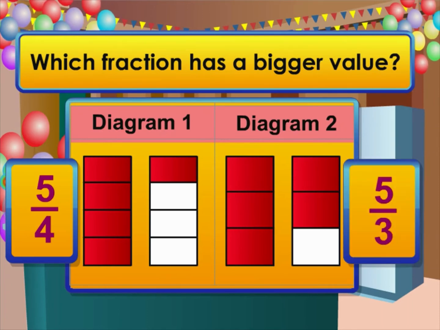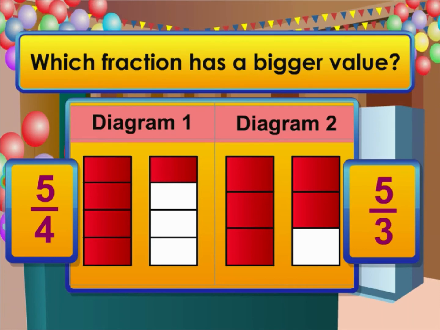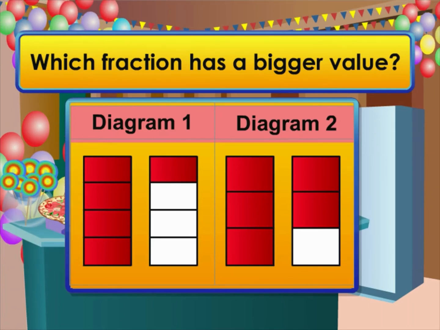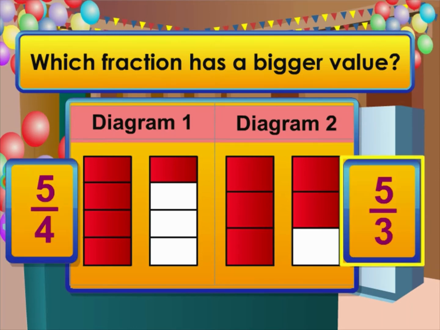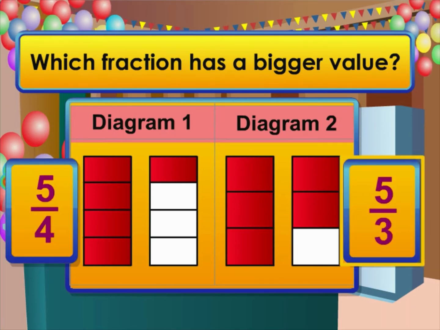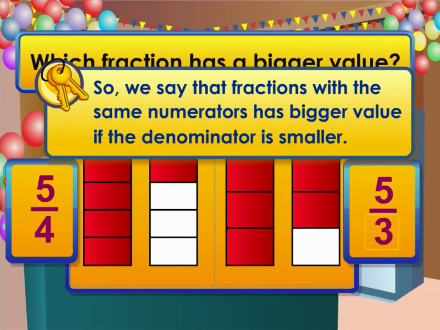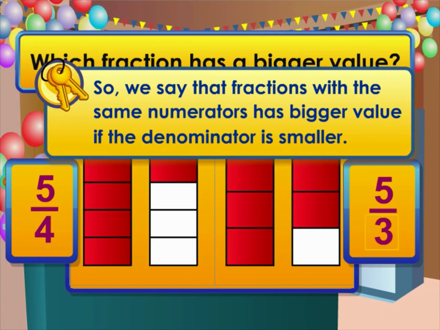Both the fractions are improper fractions. We are going to compare the value of both improper fractions. Look at both shaded fractions. 5/3 has a bigger shaded area than 5/4. So we say that fractions with the same numerators have bigger value if the denominator is smaller.